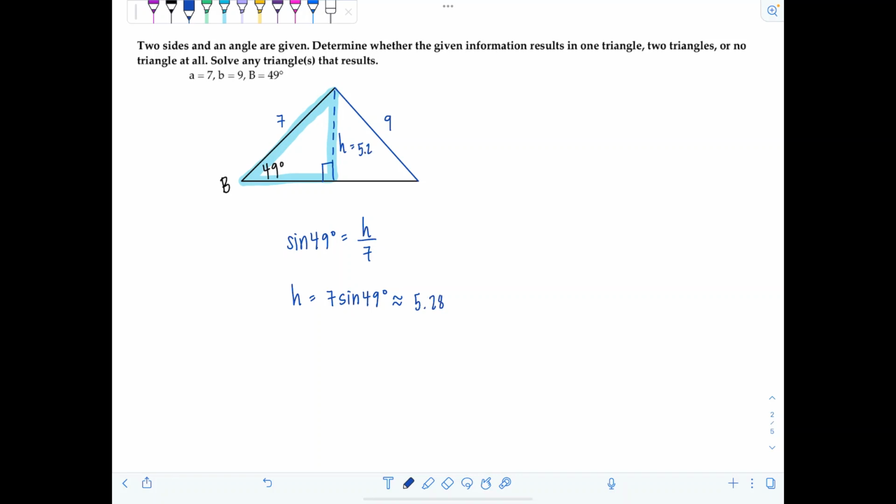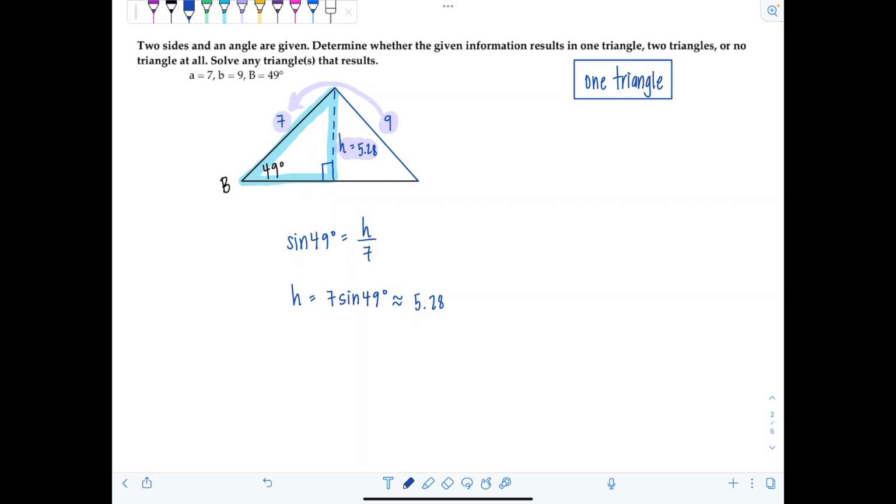So this is 5.28. Okay, so first thing I check, is the side B, right there, at least 5.28? It is. So we've got one triangle. Then I check, is 9 less than this side over here? No, it's not. So since it's longer, it can't swing under and make a second triangle. So that means we only have one triangle. Fabulous. Okay. Now let's go ahead and solve for that one triangle.